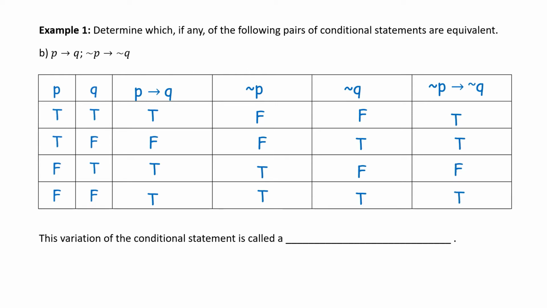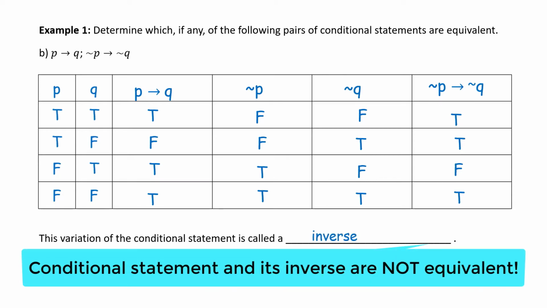Let's make a cursory observation that P implies Q and not P implies not Q have different truth values. This variation of the conditional statement is called an inverse. Let's observe: a conditional statement and its inverse are not equivalent.